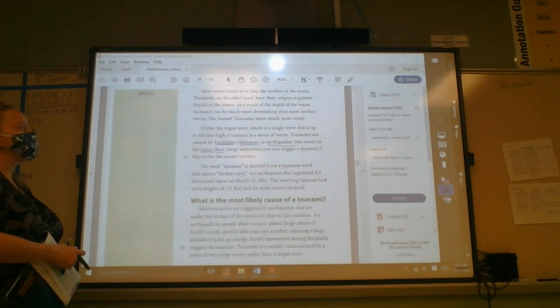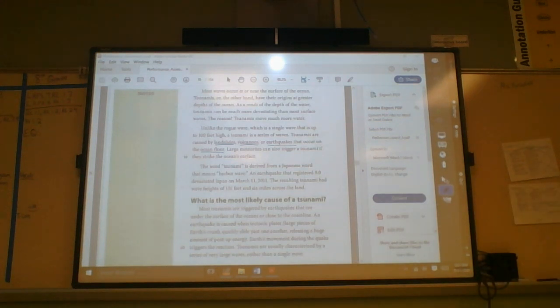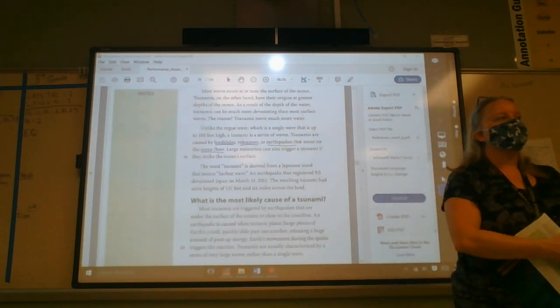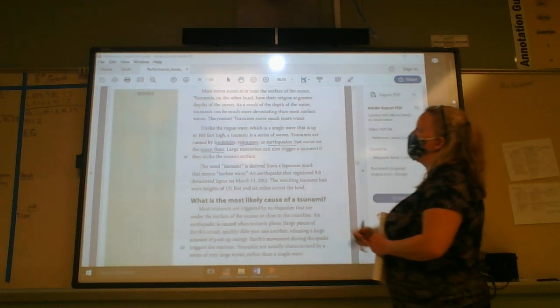Another important fact is, where do they occur? We know that rogue waves occur in deep water. Where do tsunamis occur? Turn and talk to your partner. Where do tsunamis occur? Talk to your partner. Partner B, tell partner A, where do tsunamis occur? In the deep ocean? Is that in the text? Look in the text. You might want to scan the first paragraph to try to find your answer.